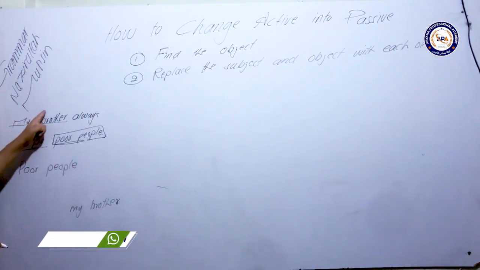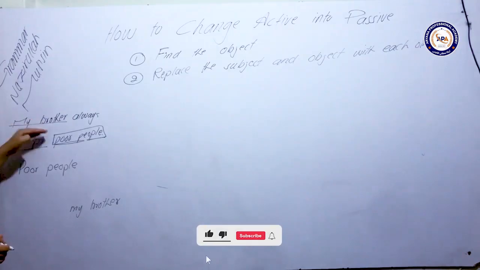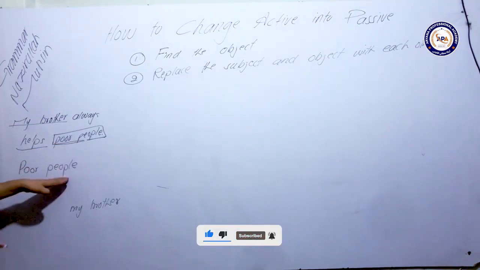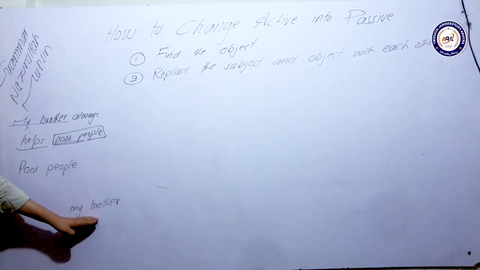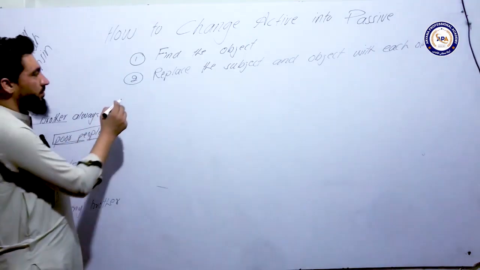In the active sentence, my brother is used in its own position. It functions as a subject and poor people functions as an object. In this new sentence, poor people is the subject now and my brother is the object. And we use a preposition here, so it is the object of a preposition, and it is called the agent of the action.